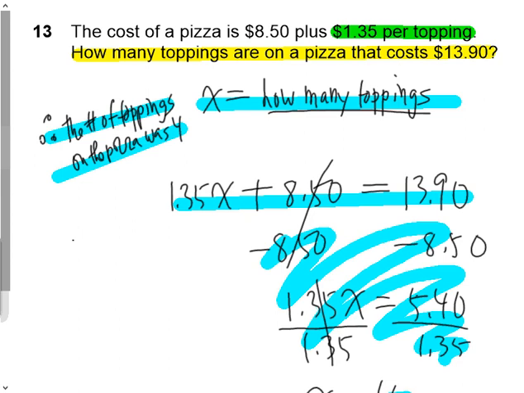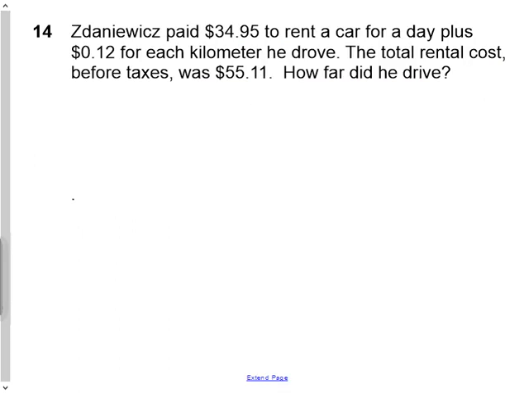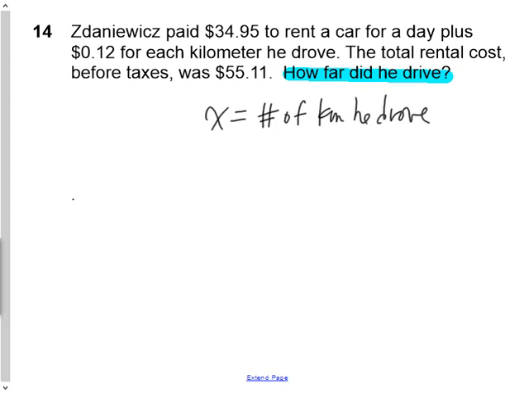You get it? Question 14. Zdanovich paid $34.95 to rent a car for a day plus 12 cents per kilometer that he drove. The total rental cost before taxes was $55.11. Now here we go. There is your sentence. How far did he drive? So step 1, x equals number of kilometers he drove. And I get that simply from the last sentence, the question. How far did he drive? So we're going to make x represent how many kilometers he used, or how far he drove.